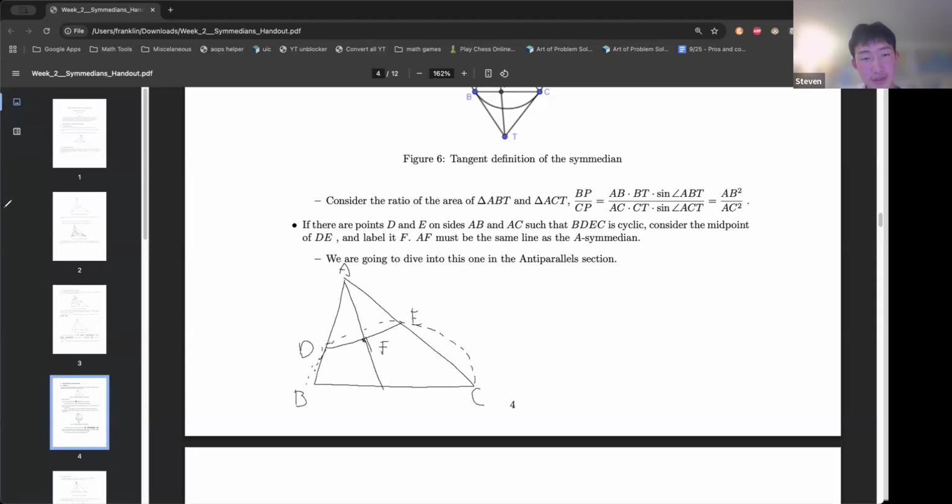It's a really surprising result at first glance, but it's going to make more sense when we hit the, I believe, 2.5 section, the anti-parallel section. And this one is extremely useful during contests.